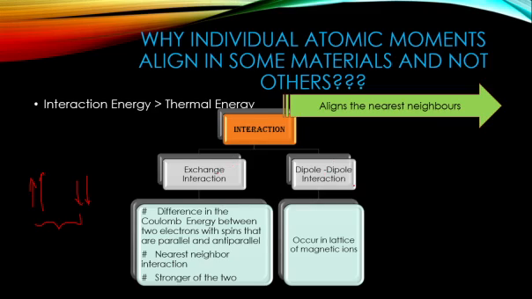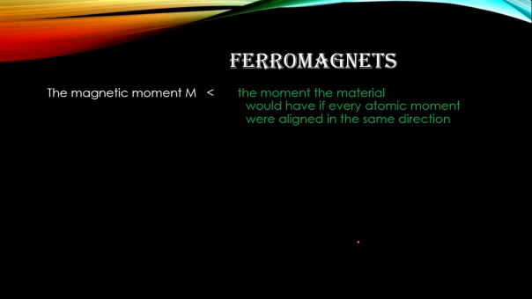In the case of dipole-dipole interaction, it occurs in a lattice of magnetic ions. So exchange interaction plays the dominant role in aligning the nearest neighbors.